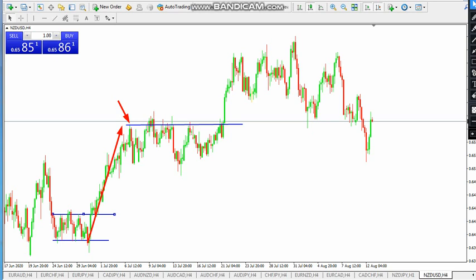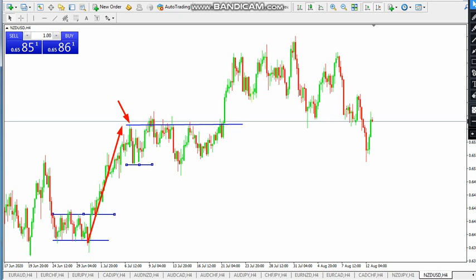So when the market gets to this point, it pulls back about 30% to this point. The market pulls back to this area, about 30% of the entire move that was made down to this area. Then it tries to go again.